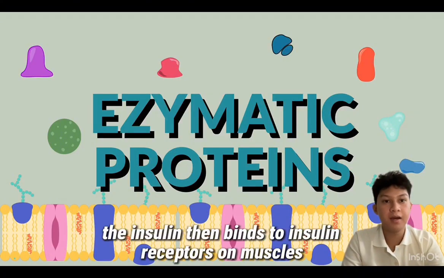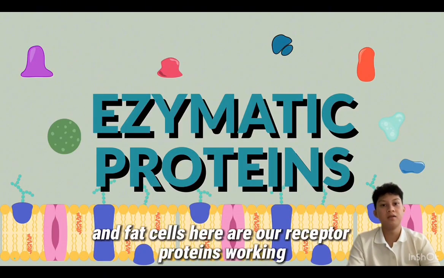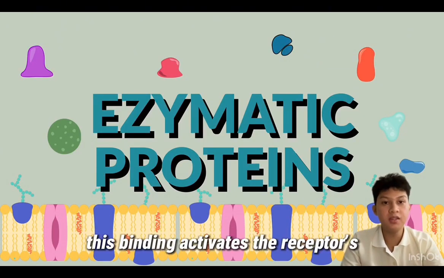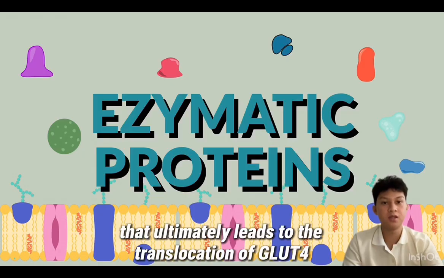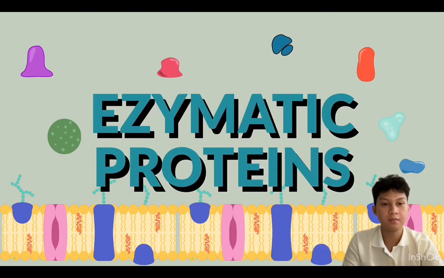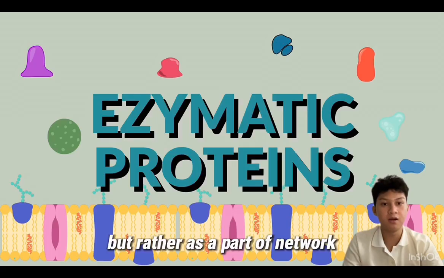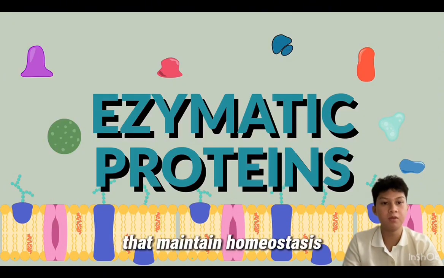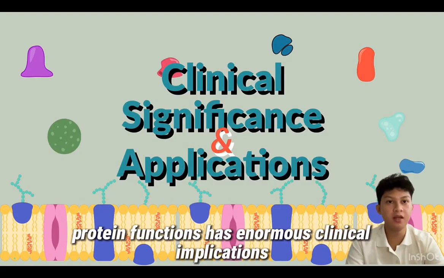The insulin then binds to insulin receptors on muscles and fat cells. Here are our receptor proteins working. This binding activates the receptor tyrosine kinase activity and initiates a cascade that ultimately leads to the translocation of GLUT4 transporters to the cell membrane, allowing glucose uptake. This shows that membrane proteins don't work in isolation but rather as part of networks that maintain homeostasis as well. Understanding membrane protein functions has enormous clinical implications.